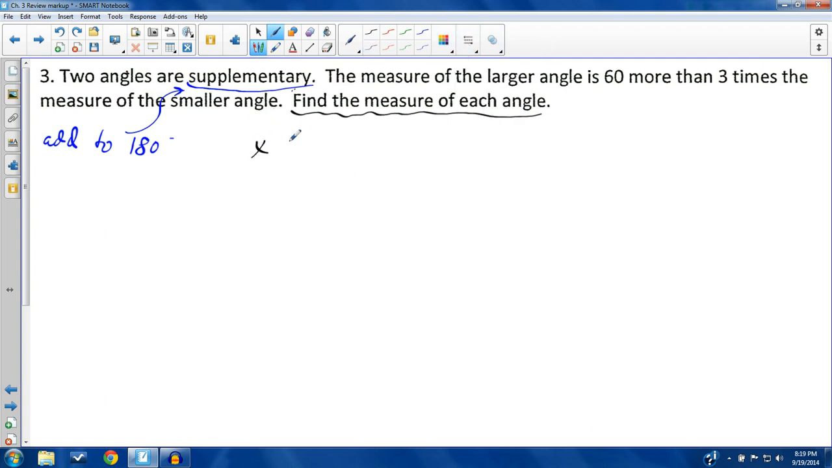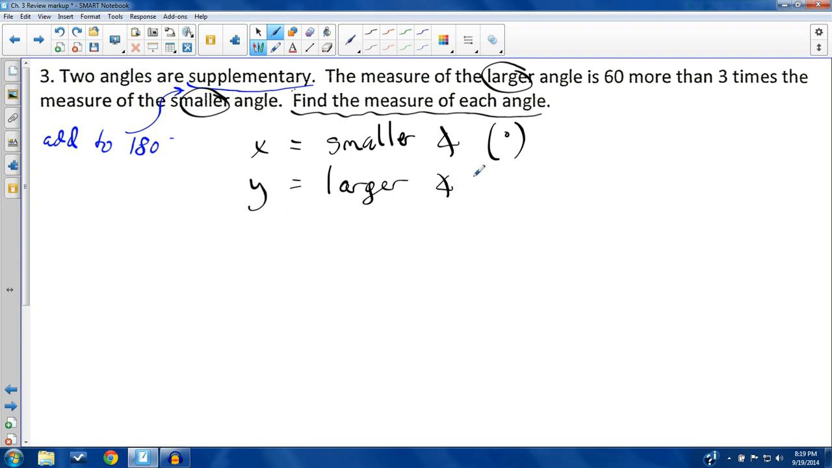So here I'm going to call them x and y, angle number 1, angle number 2. But because they're talking about larger and smaller, and because I don't want to accidentally use x as the larger, I'm going to use x as the smaller angle. My units of measurement will be degrees. That's the degree symbol. And my larger angle, y, is also in degrees.